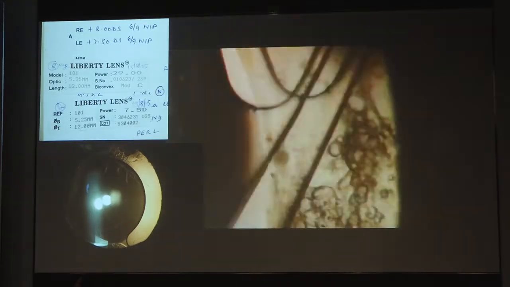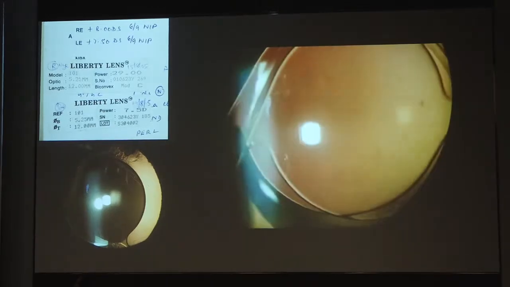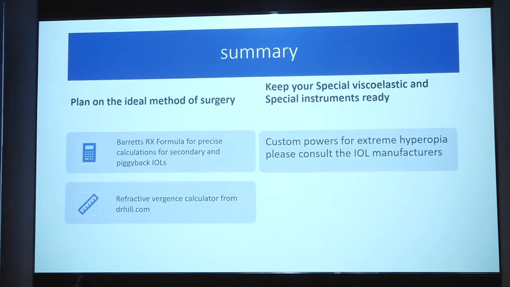But this reason, that is high ametropia and inadequate lens power, is not really needed now, because we get very high power very easily. So in summary, use the Barrett RX formula. Also think of the refractive divergence formula from Dr. Hill, and custom powers for extreme hyperopia are possible now, and please consult your local IOL manufacturer. Thank you.